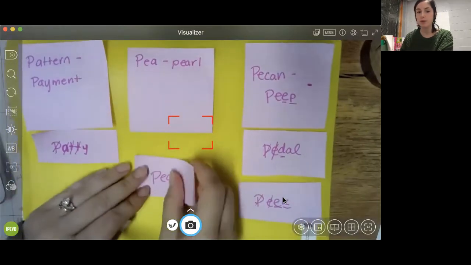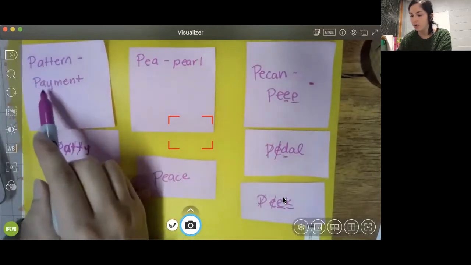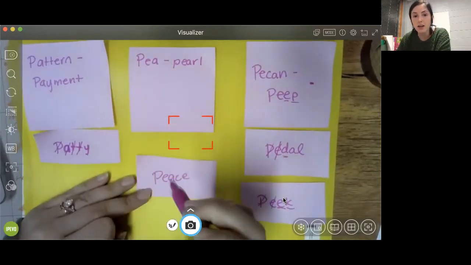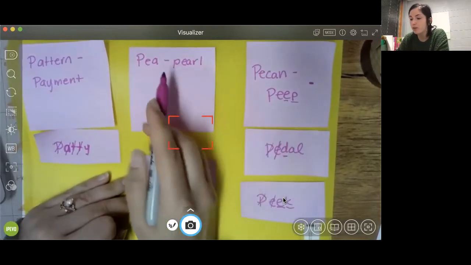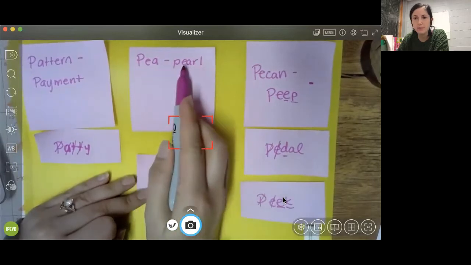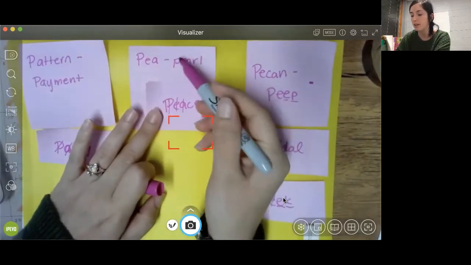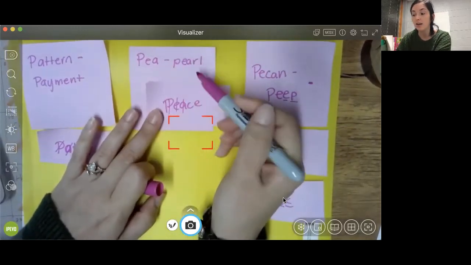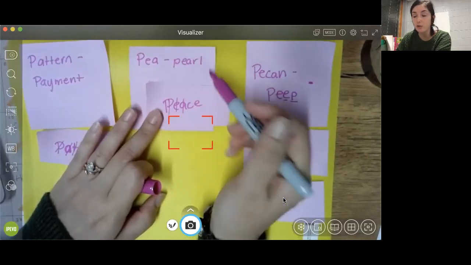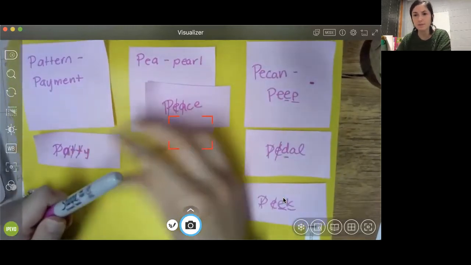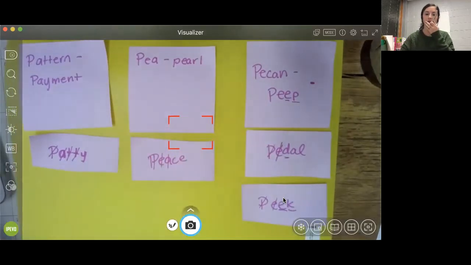And our last word is peace. So let's see, P-E-A, okay, P-E-A. All right, so P-E-A and then C-E. Okay, well this word ends. So let's make sure it comes before pearl. So let's compare pearl and peace. So we have P-P, E-E, A-A, R, and C. What comes first in the alphabet, R or C? What do you think? Right, C comes first, so this would fit underneath here.